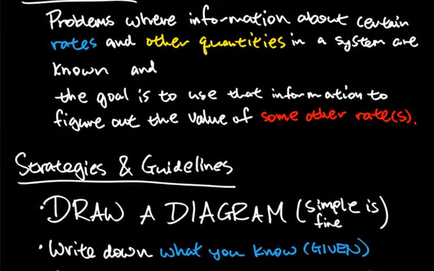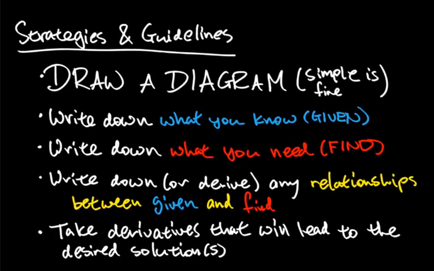So here are some strategies and guidelines. First, draw a diagram, a simple one specifically. Just draw something with dots, lines, circles, things like that. If you try to draw actual cars, for example, you'll waste time and it won't be as helpful as just using a dot to represent each car.